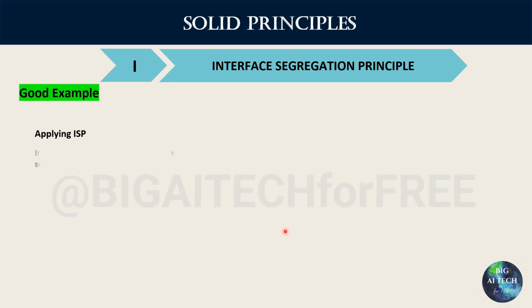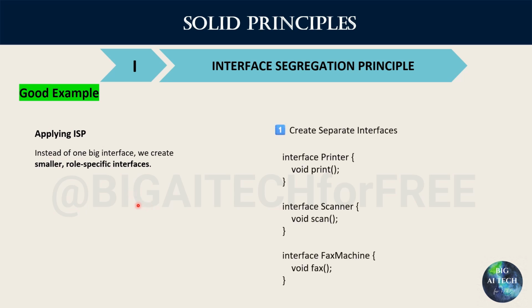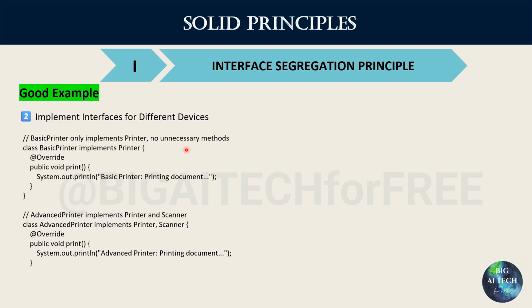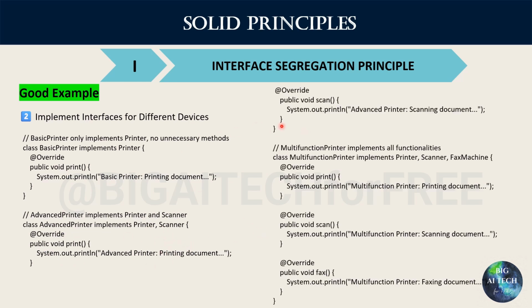Let's go for a good example here. So applying ISP, instead of one big interface, we create smaller role specific interfaces. Example here, printer having only print, scanner interface with scan and fax machine with fax. Once we have that, we can implement based on our need. A basic printer can implement printer and override the print method and do whatever is needed for printing. Similarly, an advanced printer which implements printer plus scanner, it can override and implement both print and scan. Similarly, a multifunction printer, a bigger one, can implement all of printer, scanner, fax machine the way it needs, right?